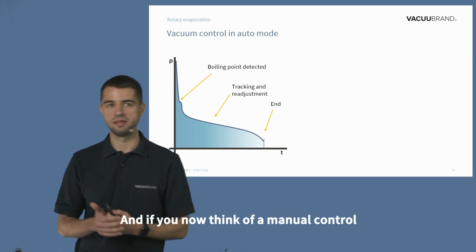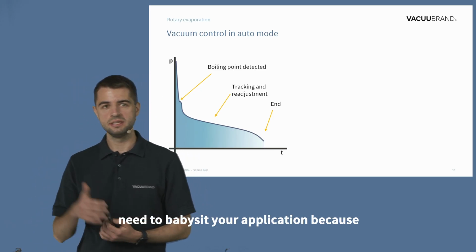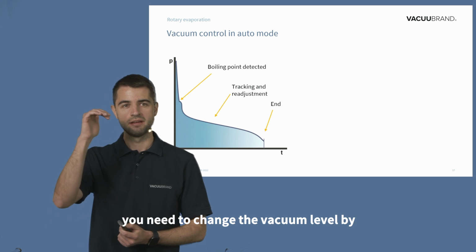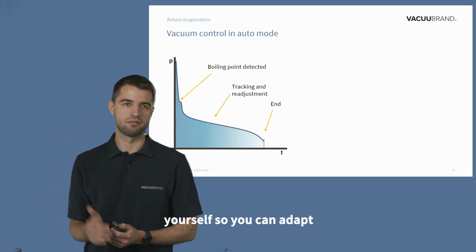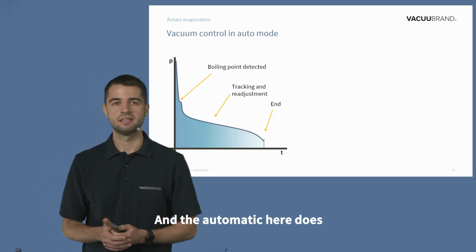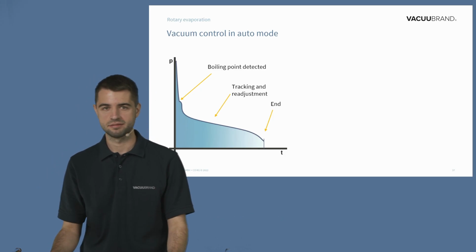And if you now think of a manual control, like the classic 2-point control, you need to babysit your application because you need to change the vacuum level by yourself, so you can adapt the pressure by yourself. And the automatic here does the job alone and all by itself.